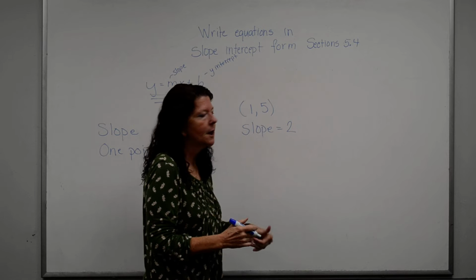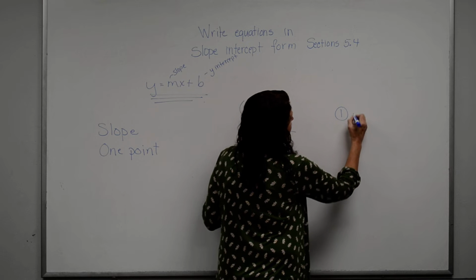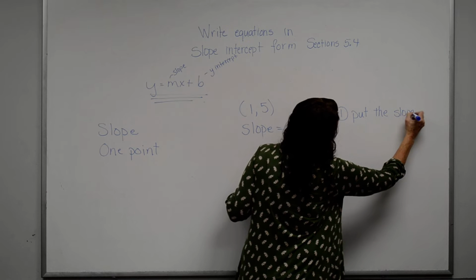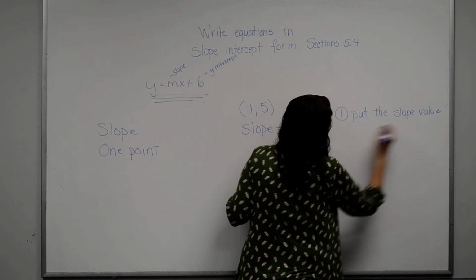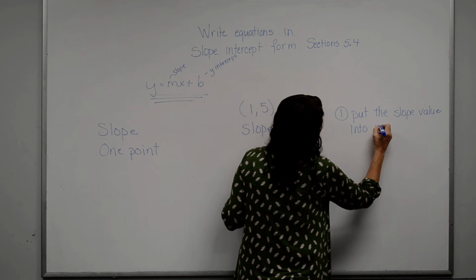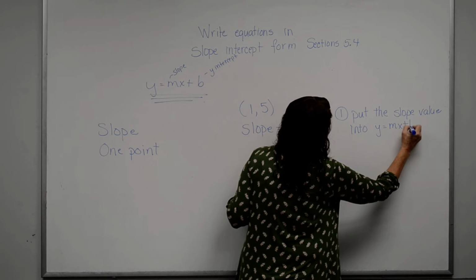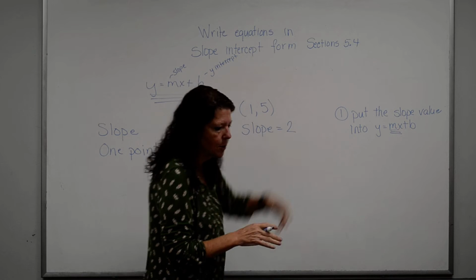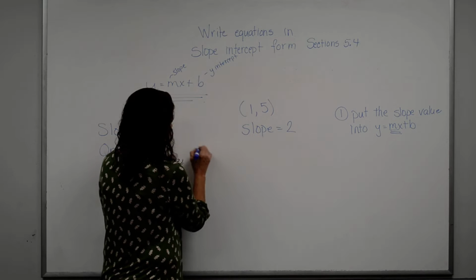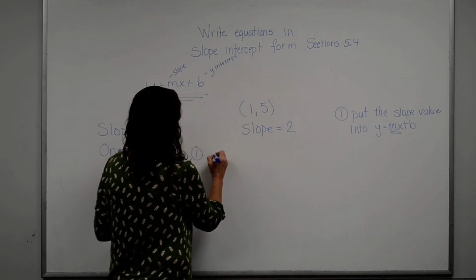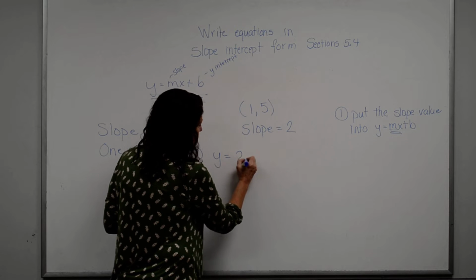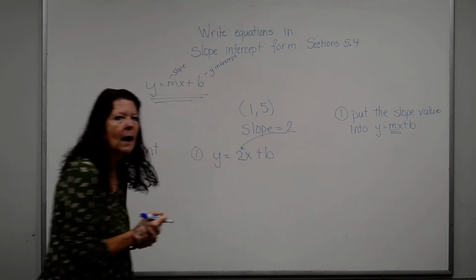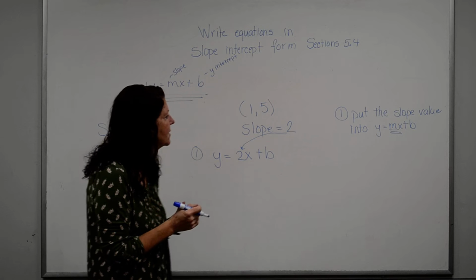So here are the steps that I'm going to go through. Step 1, put the slope value into y equals mx plus b. Now remember, that's your slope, okay? So that is the first thing I'm going to do. I'll do it over here. Step 1, my slope is 2. So I go y equals 2x plus b. I've taken that slope and I've placed it right there where the m goes because that's my slope position.